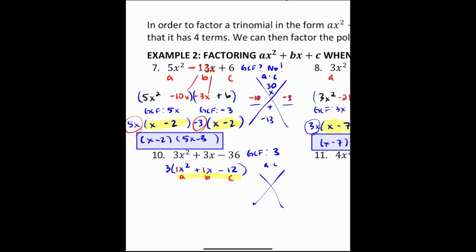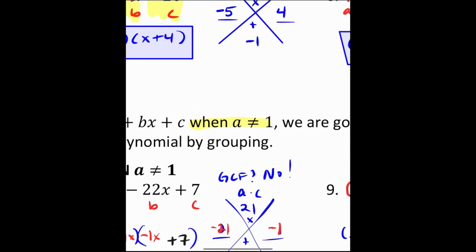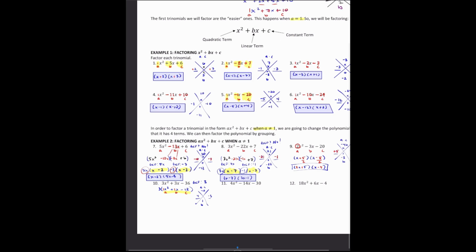And then our two numbers, a and c, that's 1 times -12. And our b is 1. So the two numbers are 4 and -3. Now, do I split or do I swing in this case? No, because a is 1. The swinging and the splitting methods work when a is not 1. So we don't need to use any of those methods.